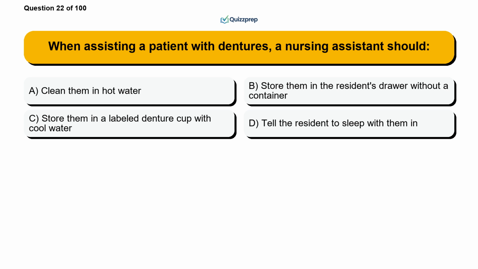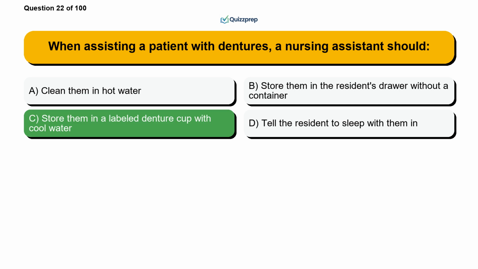Question 22. When assisting a patient with dentures, a nursing assistant should: Option A, clean them in hot water. Option B, store them in the resident's drawer without a container. Option C, store them in a labeled denture cup with cool water. Option D, tell the resident to sleep with them in.